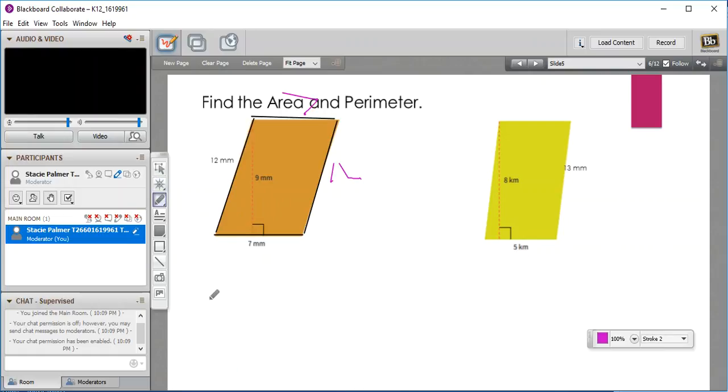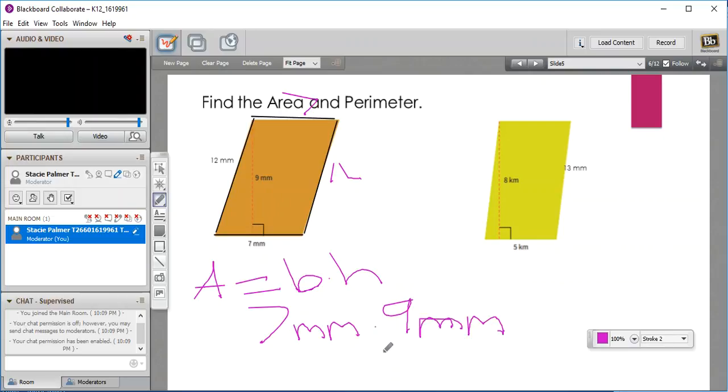So to find the area of a parallelogram, we know that the area is equal to the base times the height. Well, in this case, our base is 7 and our height is 9. Notice that our units are millimeters. So we're going to have 7 millimeters times 9 millimeters, which gives us 63 millimeters squared. 63 millimeters squared. That is our area.